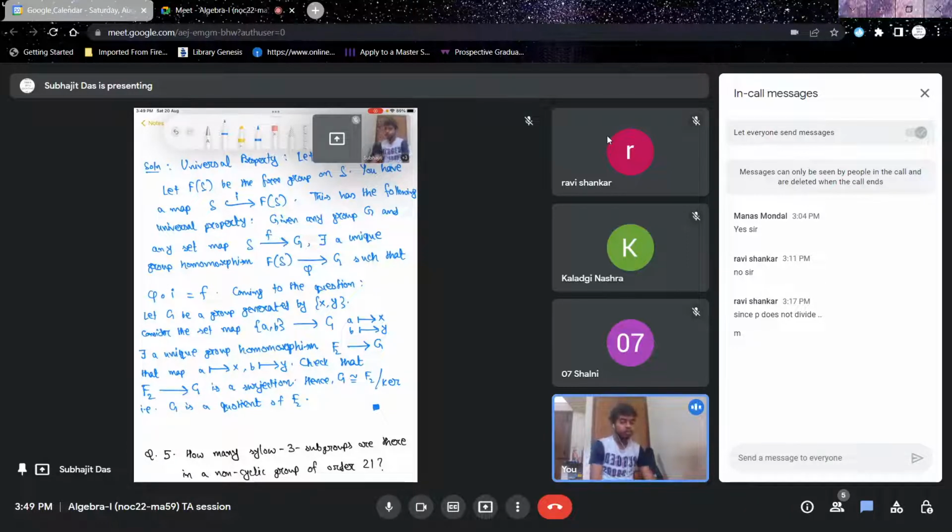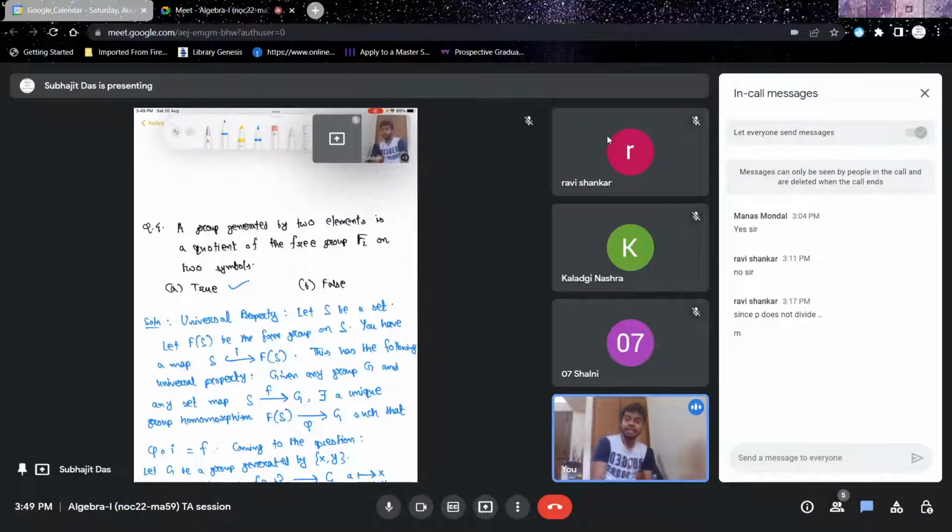So any group which has a generating set of 2 elements is a quotient of F2. Any group which has a generating set of n elements is a quotient of Fn, the free group on n letters. In fact, any group which has a generating set with alpha elements, where alpha is some cardinal number, it might be finite, it might be infinite, doesn't matter, is a quotient of the free group generated on that many elements.